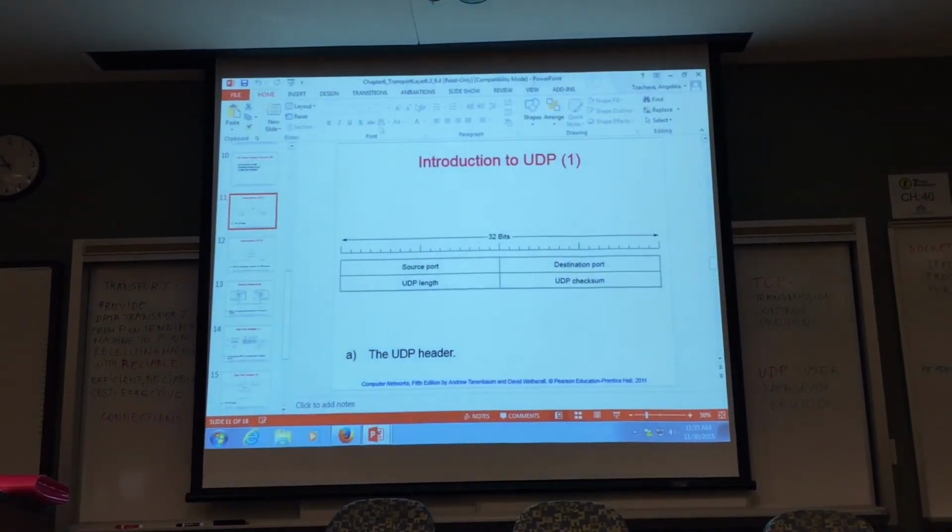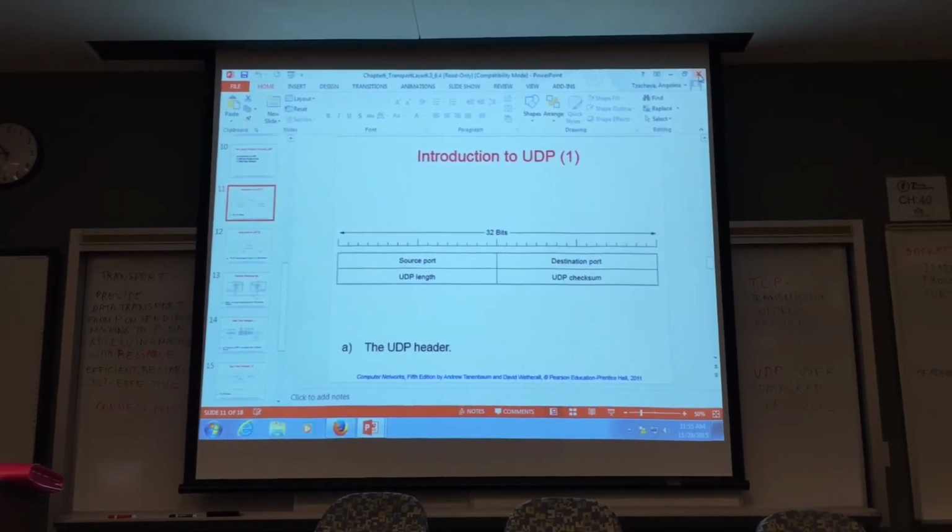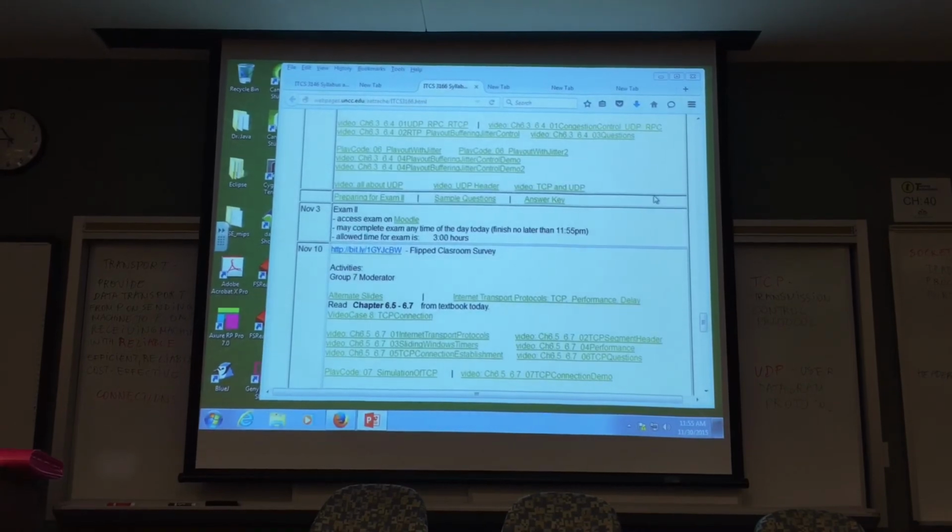Okay, so this is all for the transport layer. And now we're going to do something else.